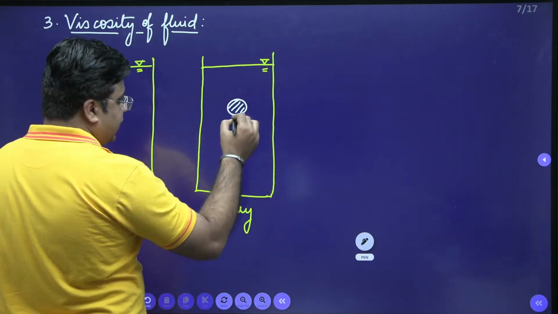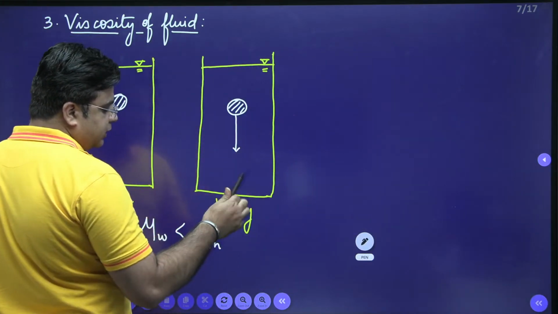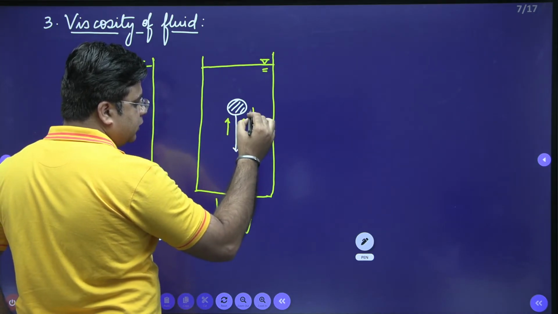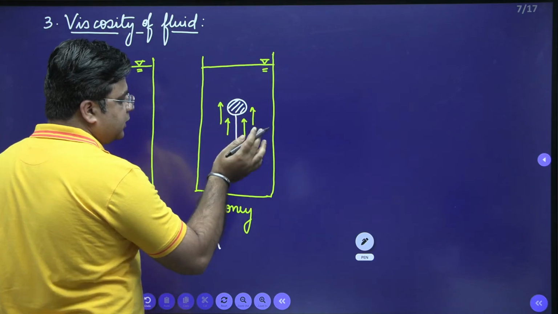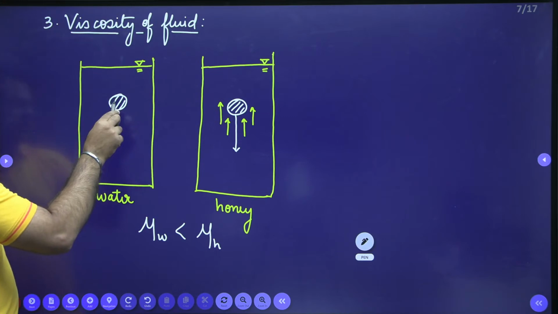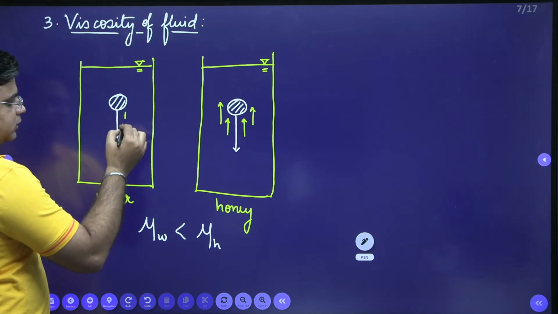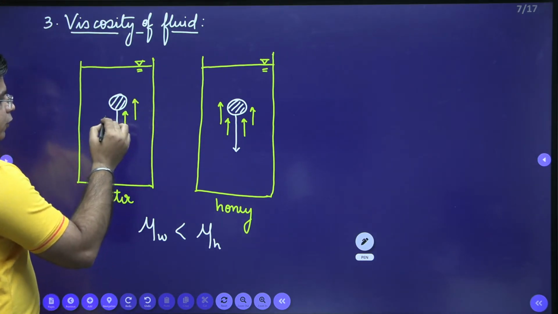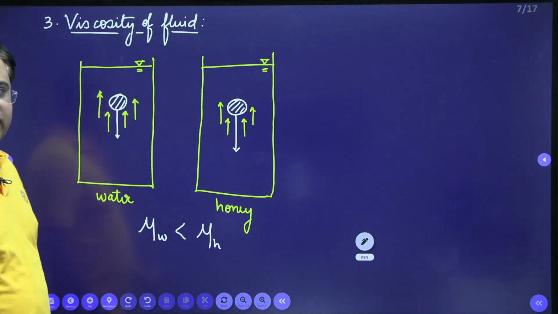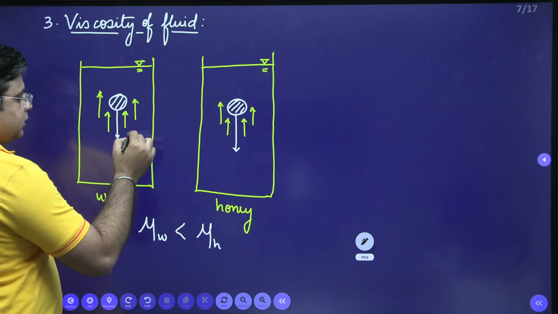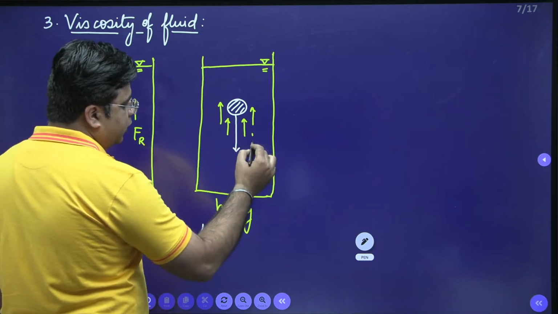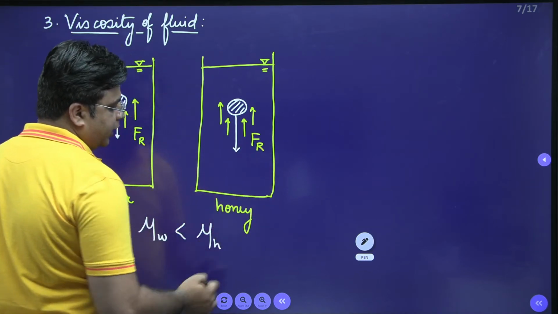So these solids have a tendency to settle like this, but this honey is going to offer resistance in the opposite direction like this. Same goes with water. These solids have the tendency to settle like this, but due to viscosity of water, this water will offer resistance like this against the settling of these solids. So this resistance force offered in water will be less as compared to honey, right?